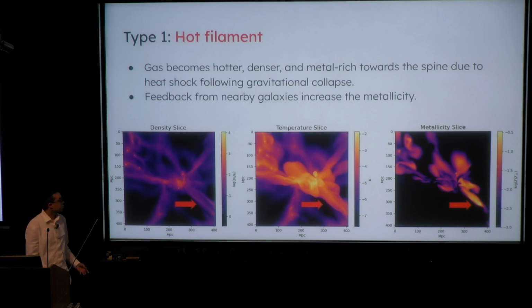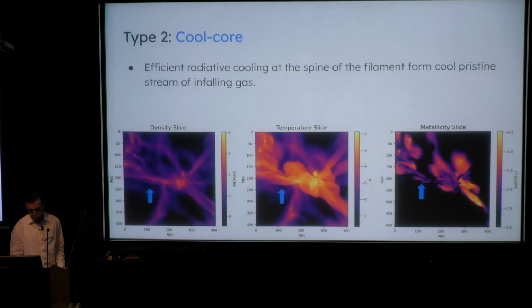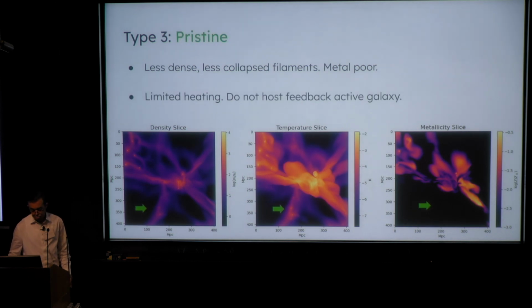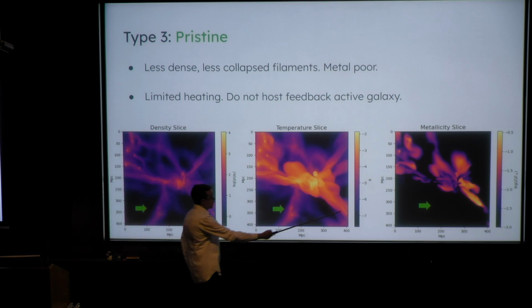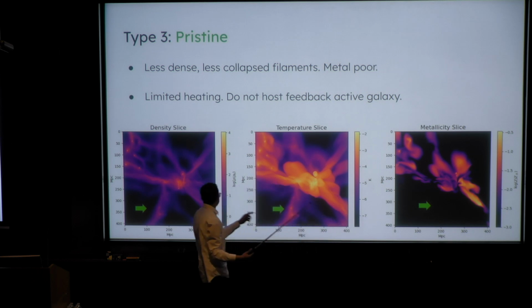Our hot filaments are the ones that are hotter in temperature and are found in denser areas. The cool core filaments effectively radiate at the spine and form cool, pristine gas. And pristine filaments are the ones that are less dense, less collapsed, and are metal poor, which is why you don't see it over here, but you do see it everywhere else.